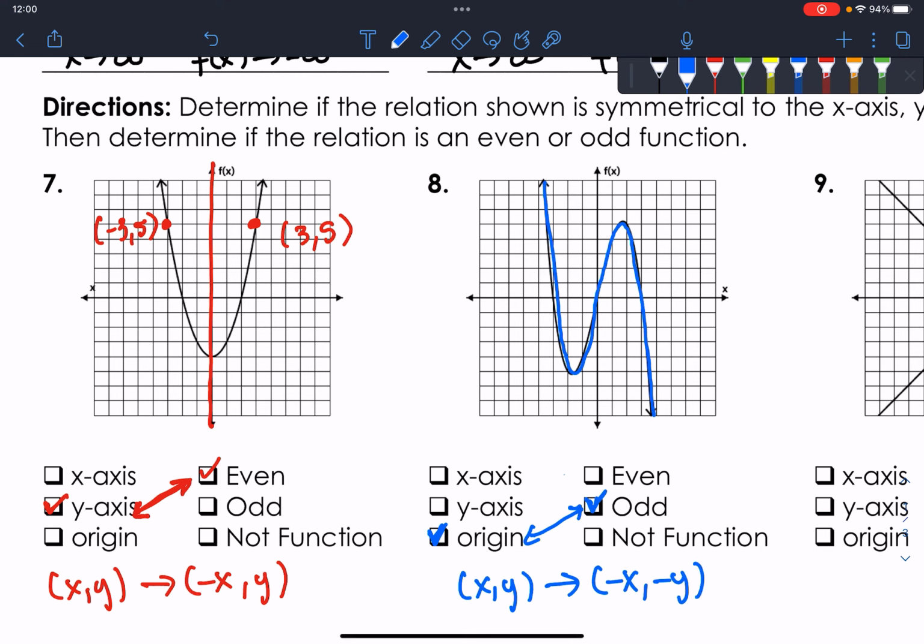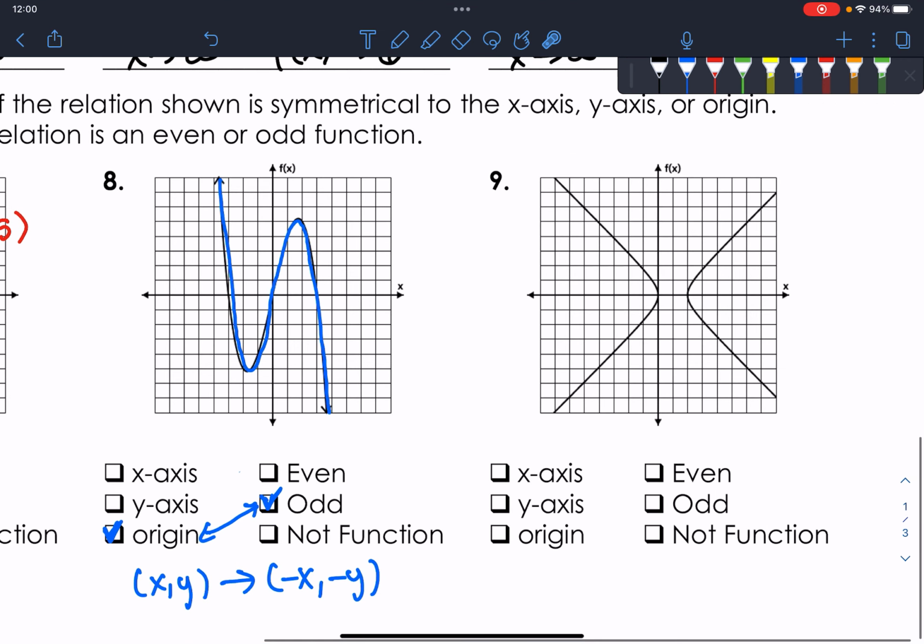So understanding that and being able to test whether a function is even or odd will determine the type of symmetry, or whether the symmetry is across the y-axis or the origin, will determine if we have an even function or an odd function. So again, it correlates exactly to that.